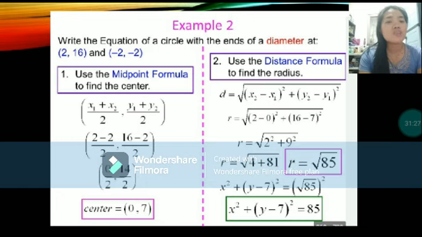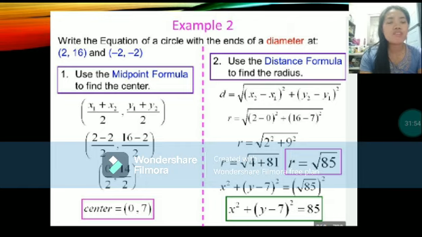So 0 over 2 is 0, and then 14 over 2 is 7. Therefore, the center is (0, 7). Okay, so we already have (h, k). Now this time we don't know the radius yet, but we are given the diameter. Remember, the diameter is twice the length of the radius.